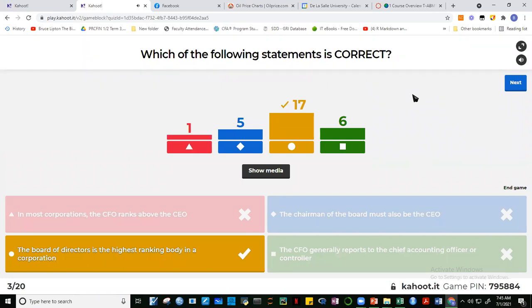Okay, so let's look at the other statements first. In most corporations, the CFO ranks above the CEO. That's not true. The CEO is higher than the CFO. The chairman of the board must also be the CEO, not necessarily. The chairman of the board could be the CEO, but it's also possible that the chairman of the board is not the CEO. Then the CFO generally reports to the chief accounting officer, or also called the controller. That's not true. And the third one, the board of directors is the highest ranking body in a corporation. So 17 of you got it.